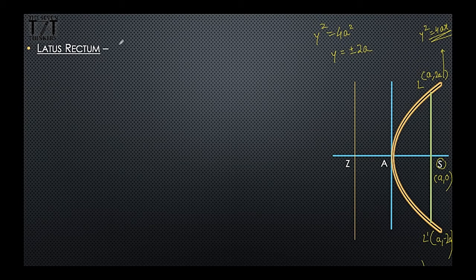So the latus rectum L L dash has L as (a, 2a) and L dash as (a, minus 2a). So guys, can you think of the length of the latus rectum? Yes, 2a plus 2a, which is equal to 4a, is the given length of the double ordinate. And so just think of this 4a over here. Can you relate something?